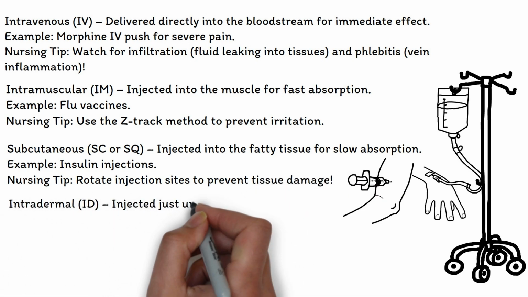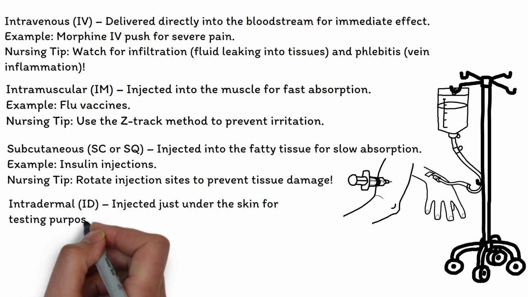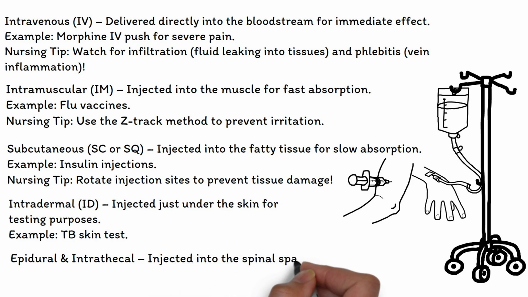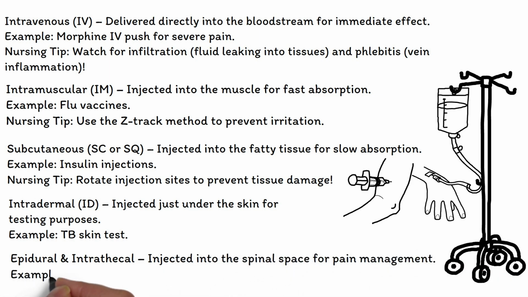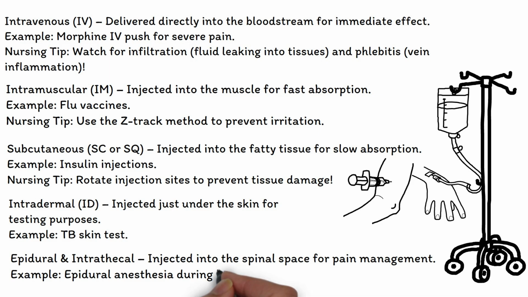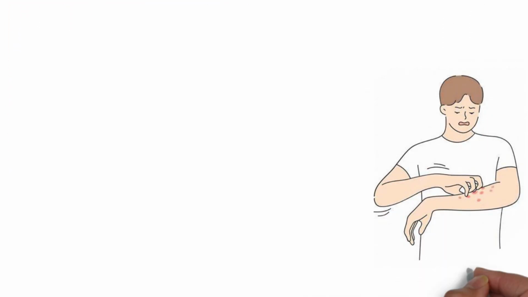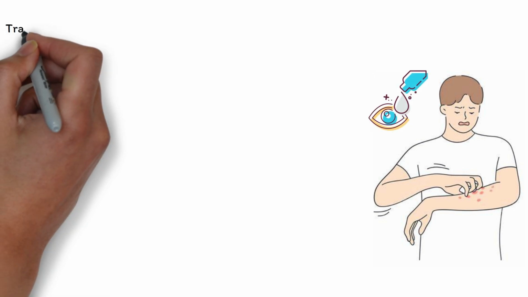Intradermal, ID, injected just under the skin for testing purposes. Example, TB skin test. Epidural and intrathecal, injected into the spinal space for pain management. Example, epidural anesthesia during labor. Topical medications are applied to the skin or mucous membranes. These can be localized or absorbed into the bloodstream.